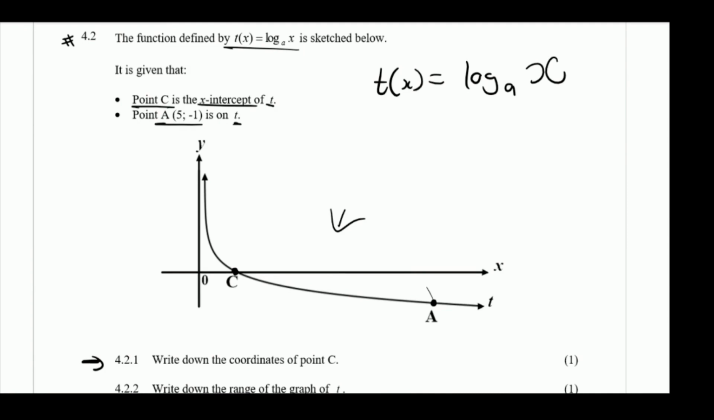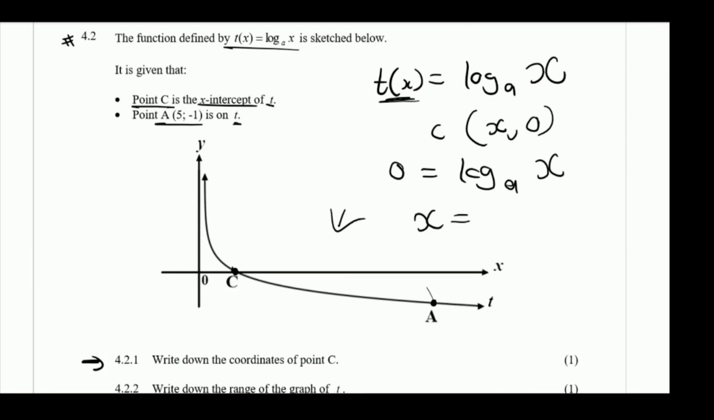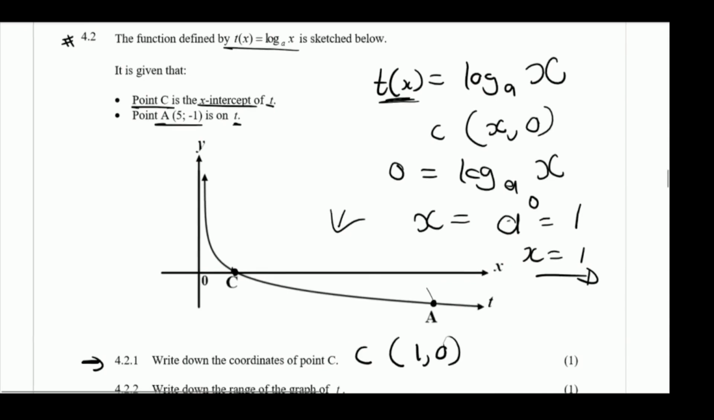So what is your t? This is C, right? So if you were to write the coordinates of C, we don't know the value of x, but we know the value of y, which is 0. So meaning here at t of x, we're going to write 0 equals log to the base, we don't know the base, so just going to write a, of x. Then to write properly, you're going to say x equals a to the power of 0. Anything to the power of 0 is 1. So our x value is 1. So x equals 1. Therefore your C in this case is going to be (1, 0). That's why it's 1 mark.